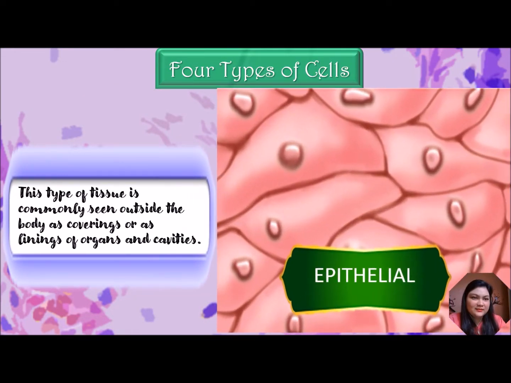Epithelial tissue. This type of tissue is commonly seen outside the body as coverings or linings of the organs and cavities. Epithelial tissues are characterized by closely joined cells with tight junctions. Being tightly packed, tight junctions serve as barriers for pathogens, mechanical injuries, and fluid loss.